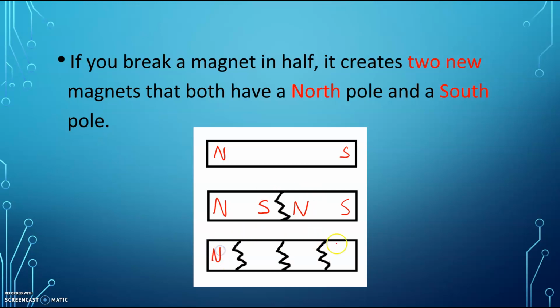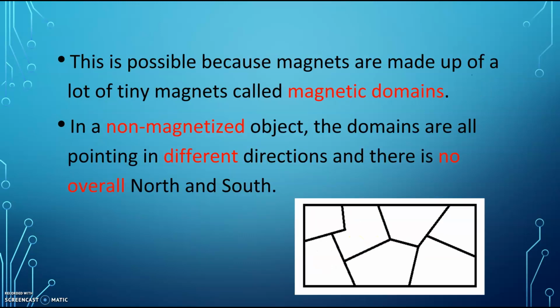So north is still here, south is still here. This south is still here, this north is still here. They didn't go away. Now you have four smaller magnets. So each small magnet must have a north and a south. So north and south, north and south, north and south, and north and south. Four new magnets, they each will have a north pole and a south pole.